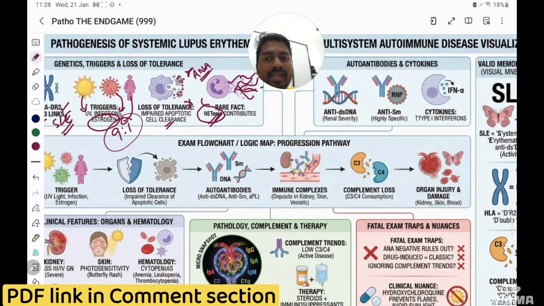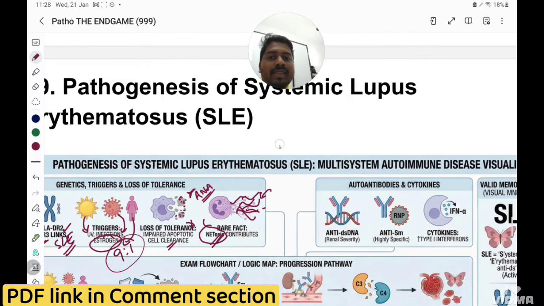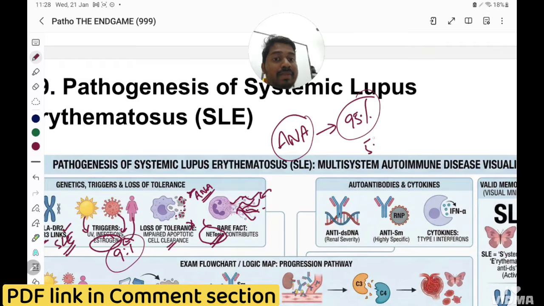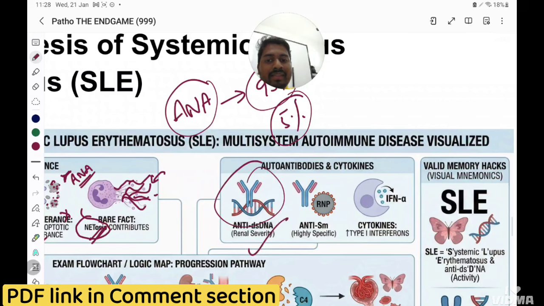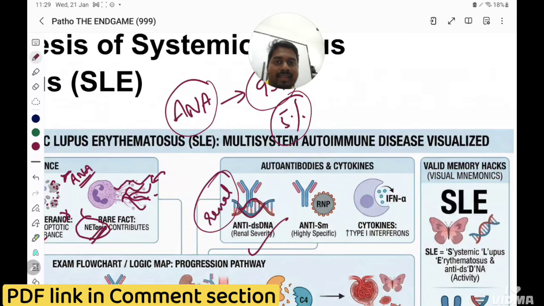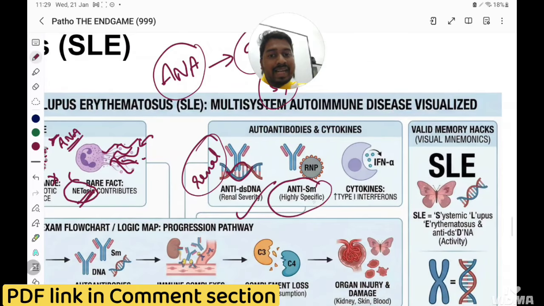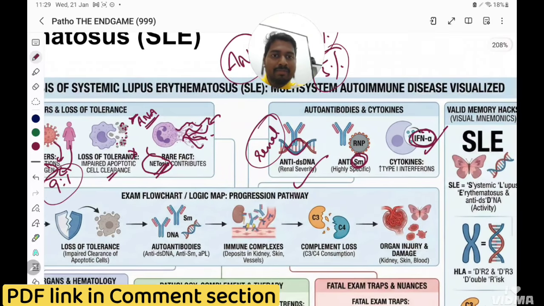Once these antibodies are formed, the most common and most sensitive is ANA. But it is not positive in 100% of cases; it is positive in only about 95%, so there can be 5% of cases where ANA is negative. The second antibody is anti-dsDNA, directed against double-stranded DNA, which is implicated in assessing renal severity. So when SLE affects the kidney, we can assess the severity using anti-dsDNA. If you're asked which is a highly specific antibody, then it is anti-Smith antibody. Which cytokine is associated with SLE? Interferon alpha is the main cytokine behind the pathogenesis of SLE.